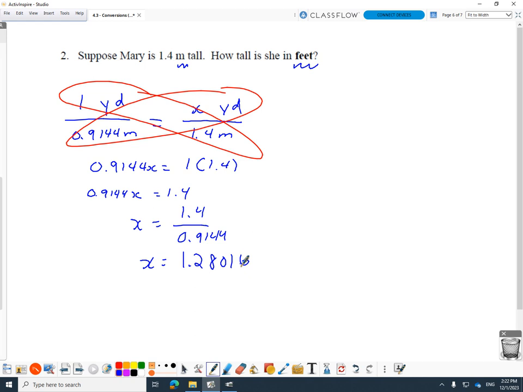1.28016 what? What did I just convert it to? Yards. That's it, yards. So now how do I get to feet? Do I divide it by 3? 1 yard is 3 feet, so it's actually multiplied by 3, isn't it?